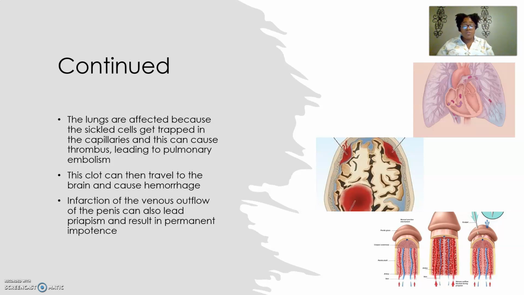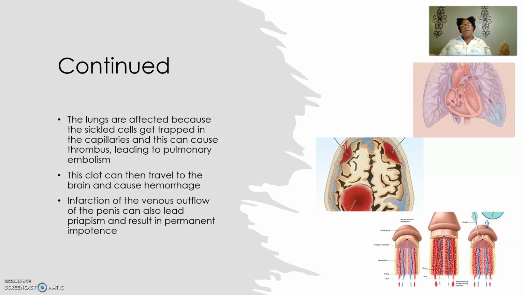This clot can also travel to the brain because your heart is pumping, so it's pumping blood everywhere. And whenever the clot travels to the brain, you can get a hemorrhage, and a hemorrhage can cause you to become paralyzed. And that's how it affects the brain. A clot can travel to the brain and cause you to become paralyzed.